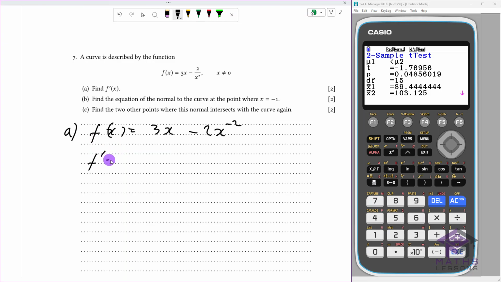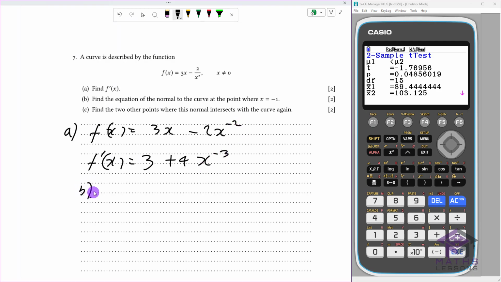Now, f dashed of x, we differentiate this, take 1 from the power, so that's x to the 1 goes x to 0. X to 0 is 1, so we're just left with 3. Then minus 2 times by the power, so it's plus 4, minus 2 times minus 2 is plus 4. Take 1 off the power, minus 3. A lot of people did minus 1 by mistake, which is adding 1 onto the power, and that's your answer.